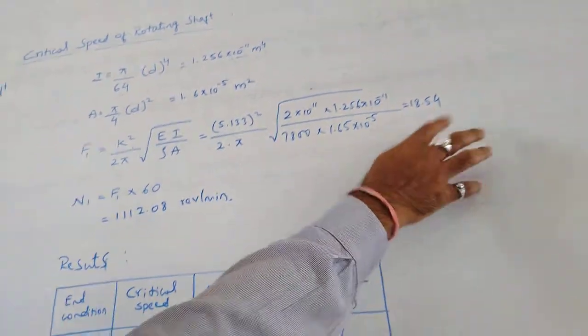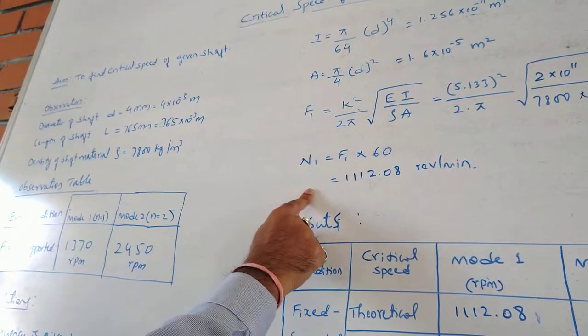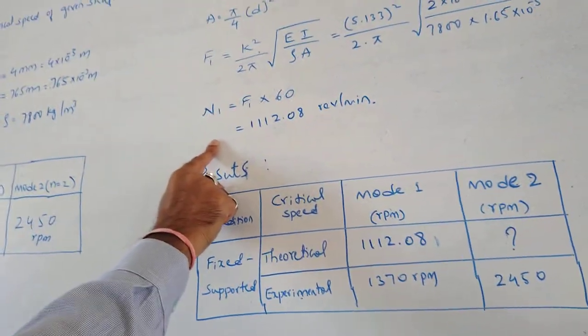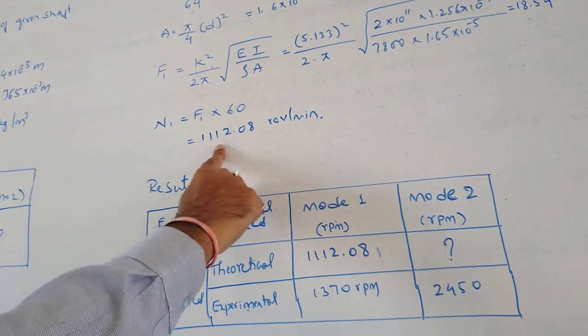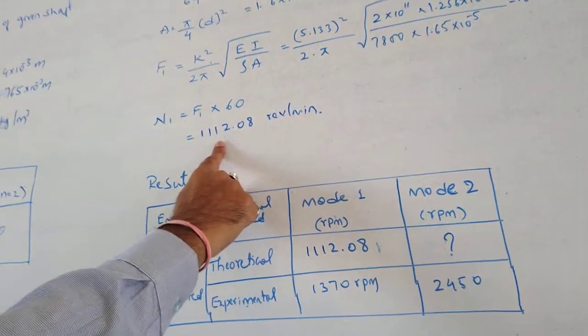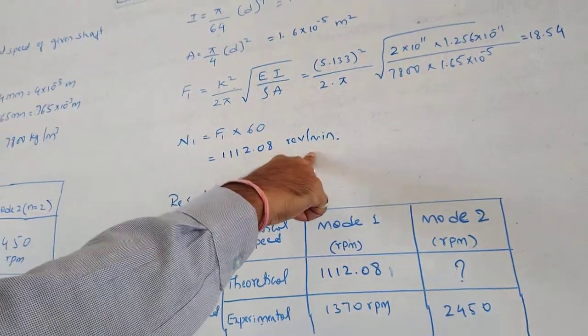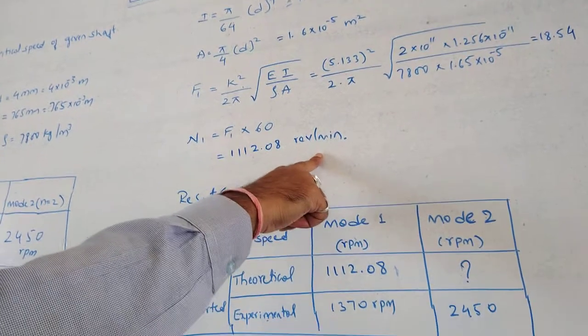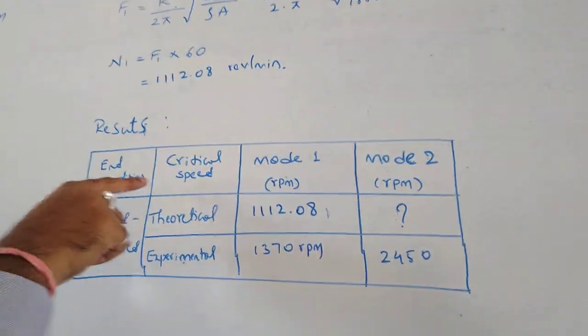18.54. So taking that value, we will find the critical speed of the shaft by multiplying with 60. So 18.54 into 60 will give us 1112.08 revolutions per minute. So that is the critical speed of the shaft theoretically. The same result is tabulated over here.